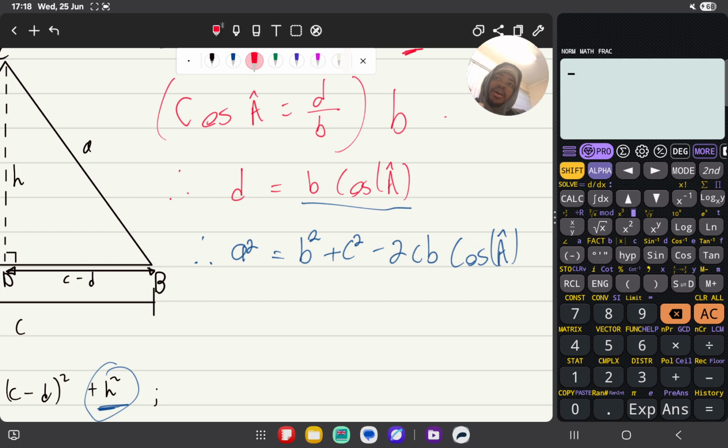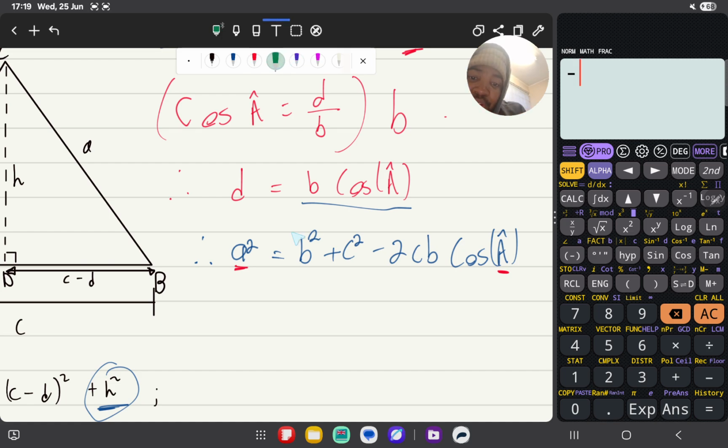If they ask you what the cosine rule says, you will say in a triangle ABC, the cosine rule says that a squared equals b squared plus c squared minus 2cb multiplied by cos A, right? And now I want to show you something. Look at what's inside here. We have a squared and we have cos A. Do you see that? Keep it in your mind.